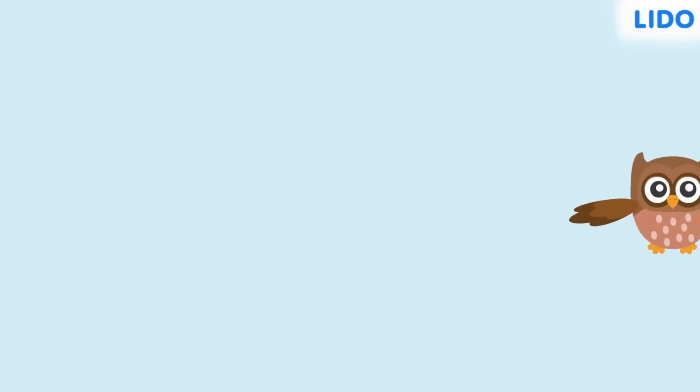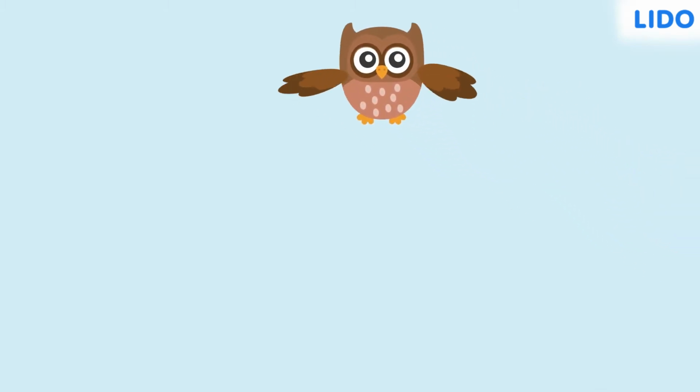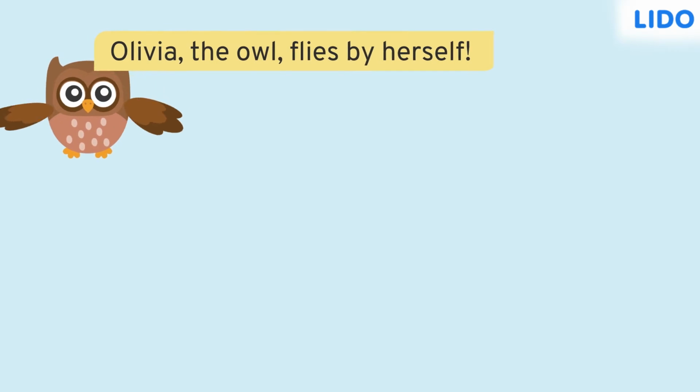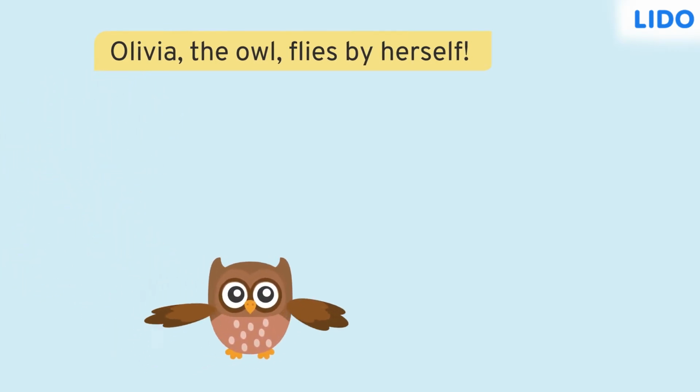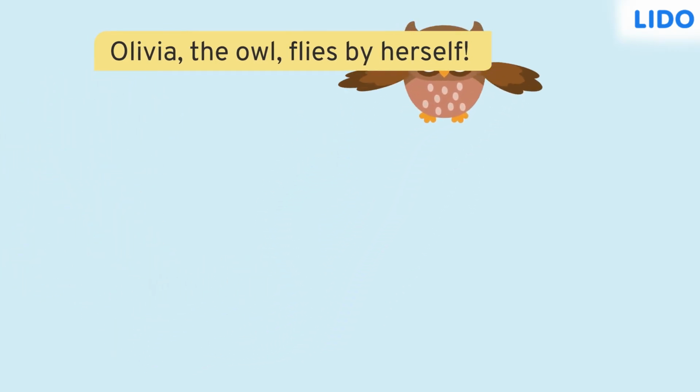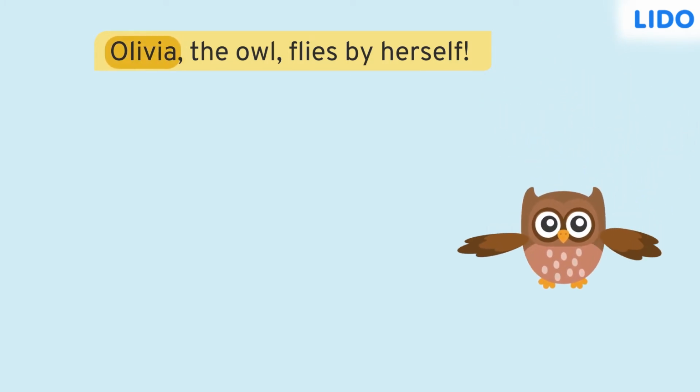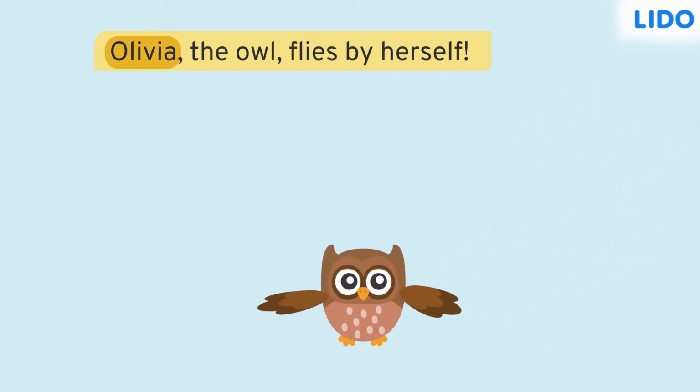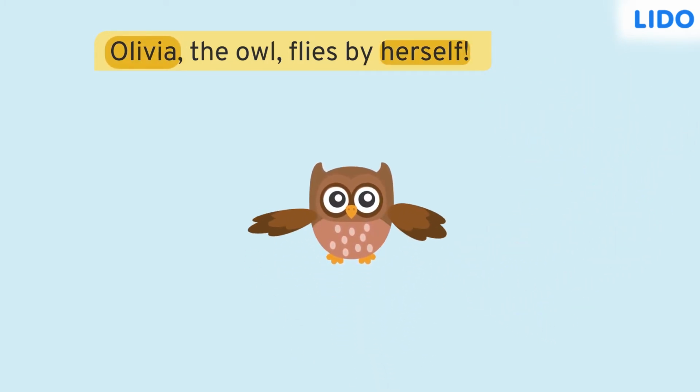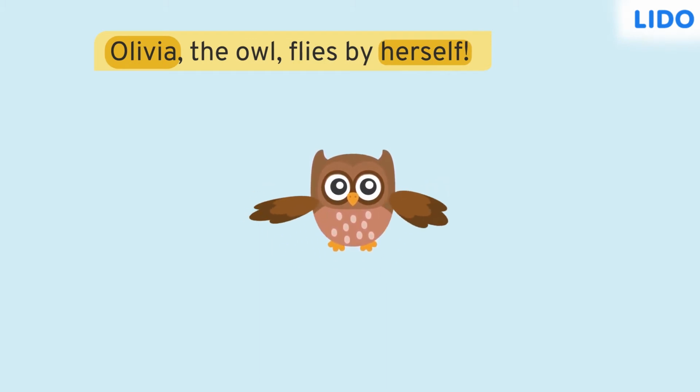Wait! Look, there is Olivia flying. Wow, Olivia the owl flies by herself. Here, as Olivia is the only one flying, we use the reflexive pronoun herself. It shows that only Olivia is doing the action. The word by before the reflexive pronoun also helps us to know that she is flying alone.